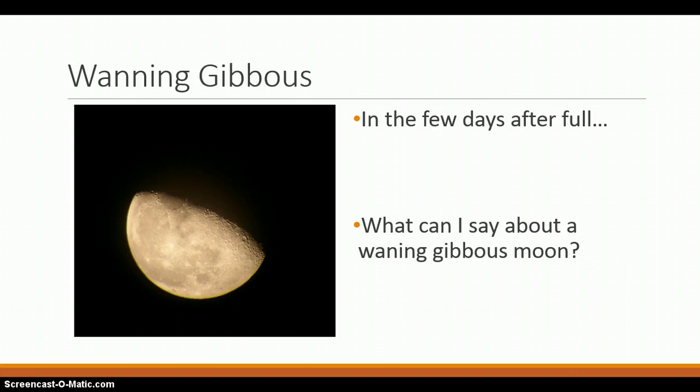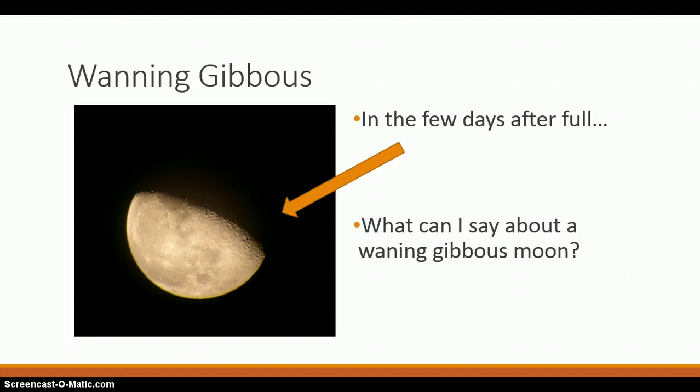Waning gibbous. The moon is not quite lit up all the way by sunlight. The part of the moon that is lit is slowly getting smaller. Waning means to slowly get smaller. In the few days after the full moon, you'll often see a waning gibbous moon in the west in early morning, floating against the pale blue sky.